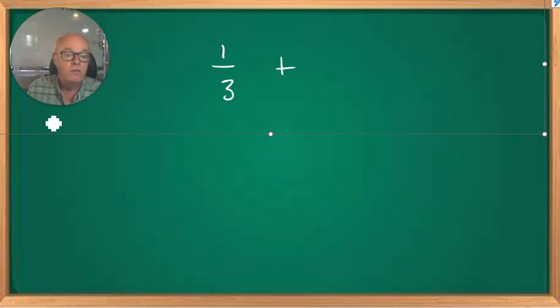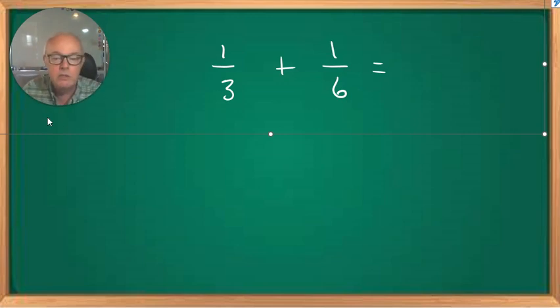So, for example, if we had 1/3 plus 1/6, we cannot add those fractions. The bottoms are not the same. They're different types of fractions. They have uncommon denominators. The bottoms are not the same.